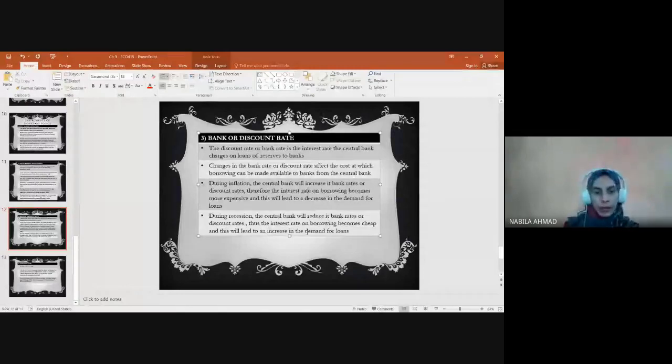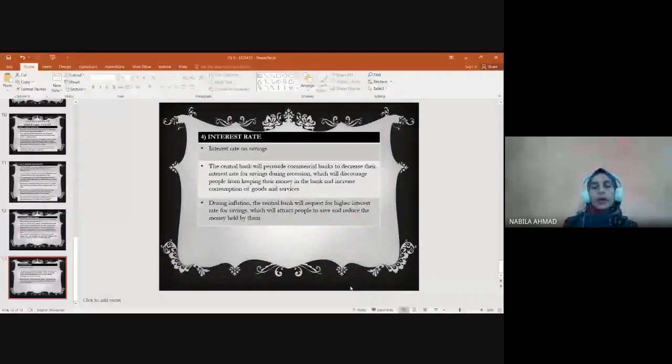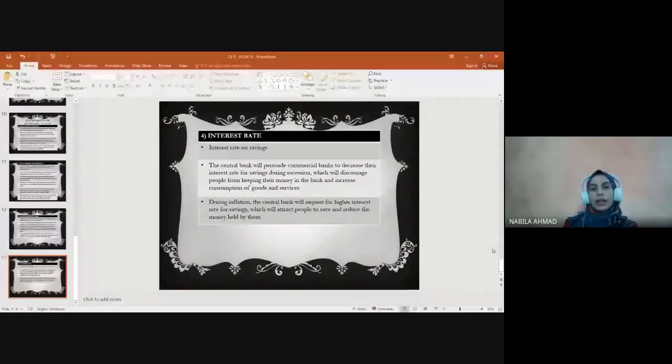Dan yang last sekali adalah interest rate. Okay, so interest rate on saving. Interest rate ni adalah interest rate on saving. So the central bank will persuade commercial banks to decrease their interest rate for saving during recession, which will discourage people from keeping their money in the bank and increase consumption of goods and services.